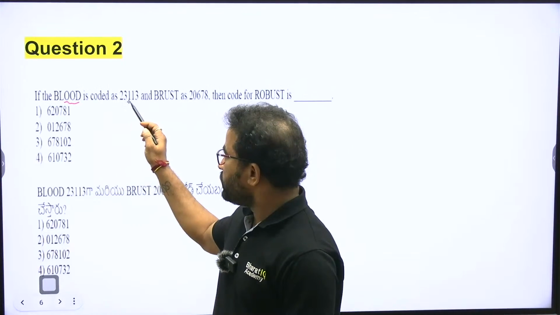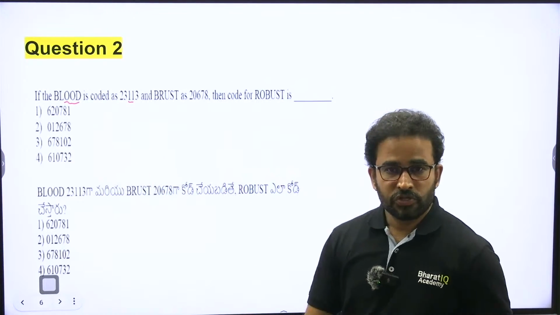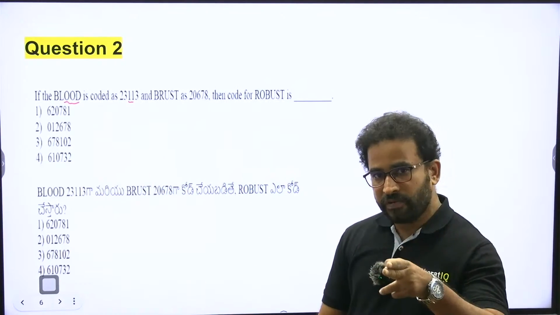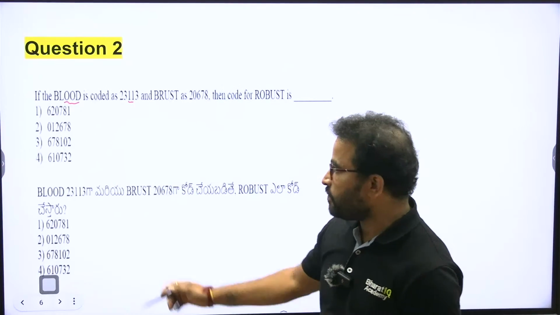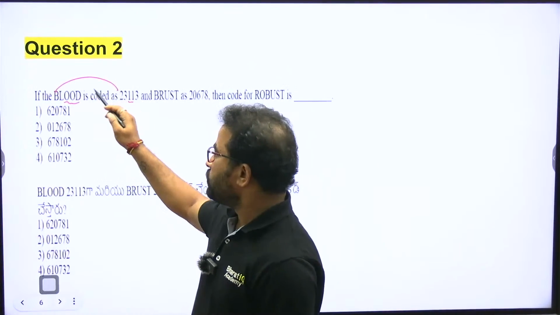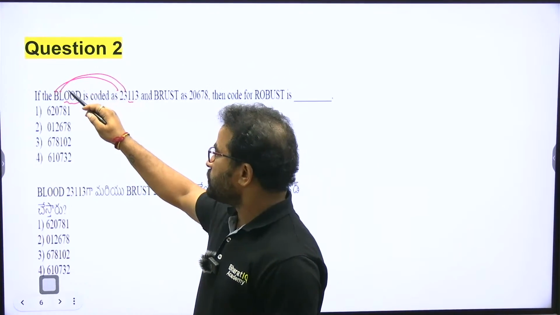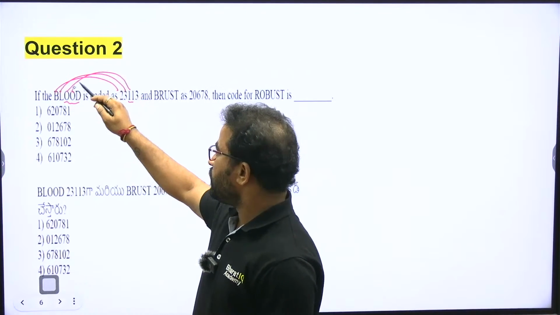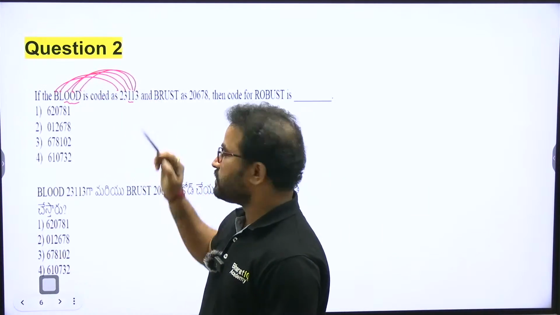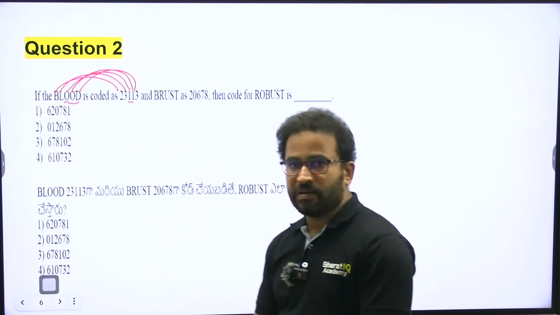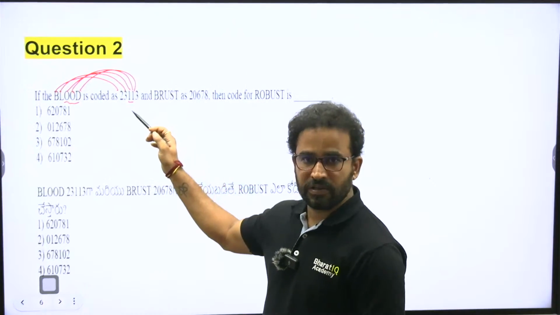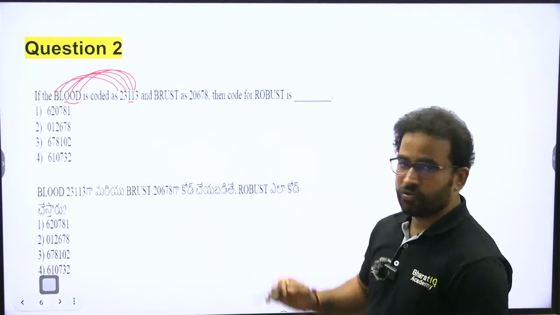Code is also repeated 2 times. Look at this one, 1 1. So O is repeated 2 times, and 1 1 is also repeated 2 times, which you can analyze directly. B is coded 2, L is coded 3, O is coded 1, again O is coded 1, and D is coded 3. Now you need to directly apply whatever codes they have given here to the question also.